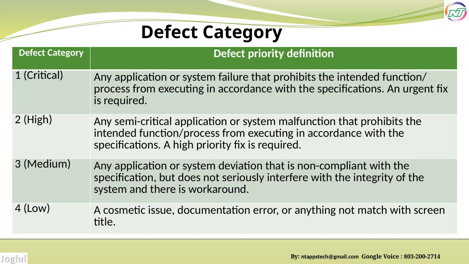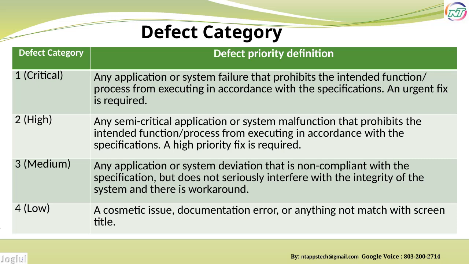When categorizing defects, it's important to assign priority based on how much the defect impacts the system's functionality. A critical defect is one that completely stops a function or process from working and needs an immediate fix. High-priority defects are serious malfunctions that prevent a function from executing properly, but may not be as urgent as critical ones.